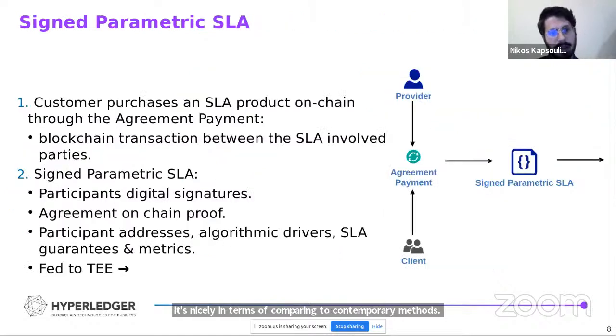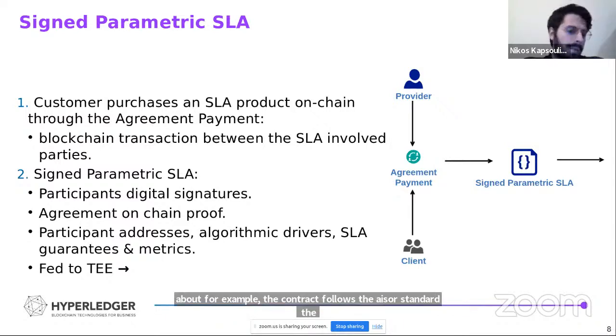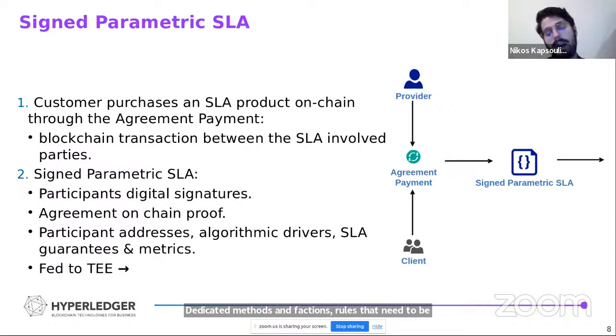So again, a bit about the signed parametric SLA. As we said, the customer purchases a product. This involves, of course, a blockchain transaction that happens between the involved parties. The agreement, which is the signed SLA, exists on the chain as a proof of the contract between the parties. And of course, it contains all the previous information that we have described here, for example, that the contract follows the ISO standard, the dedicated methods and function rules that need to be used by the functions of the chaincode, which are the algorithmic drivers defined in the contract, elaborating on how to compute an SLA, and so on.